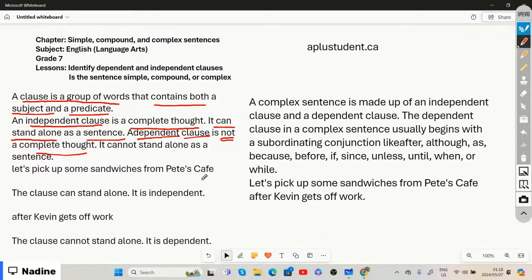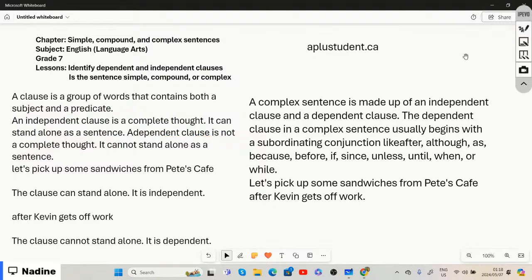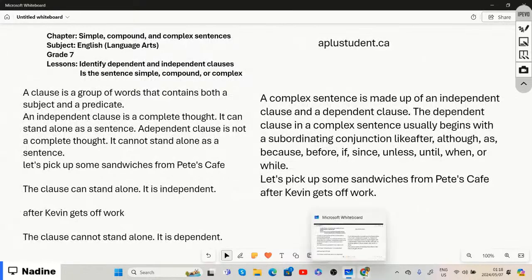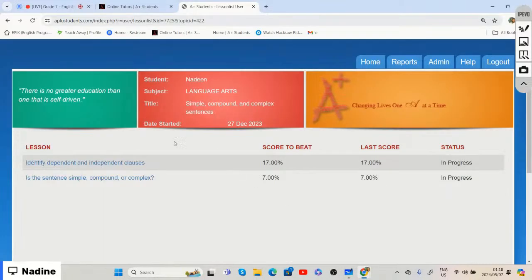And remember, when it comes to subordinating conjunctions, it is words like although, as, because, before, since. That is a subordinating conjunction. All right, so let us go to A plus students.ca where we're going to be doing our tutorial, which is simple, compound, and complex.